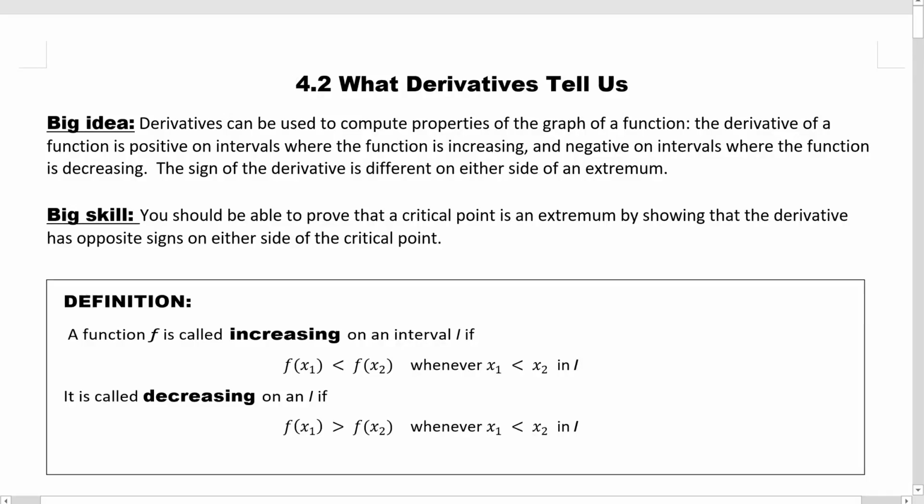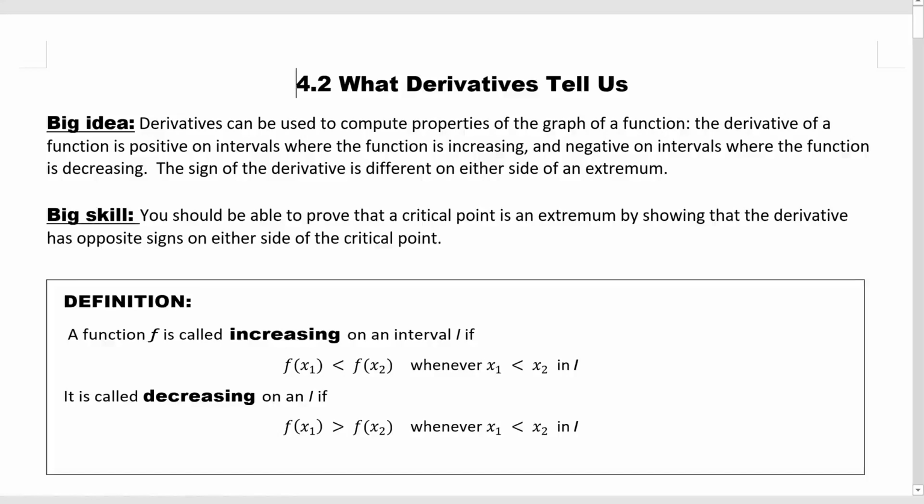Hi everyone. Today let's talk about section 4.2, what derivatives tell us. Big idea: derivatives can be used to compute properties of the graph of a function. The derivative of a function is positive on the intervals where the function is increasing and is negative on the intervals where the function is decreasing. The sign of the derivative is different on either side of an extremum.